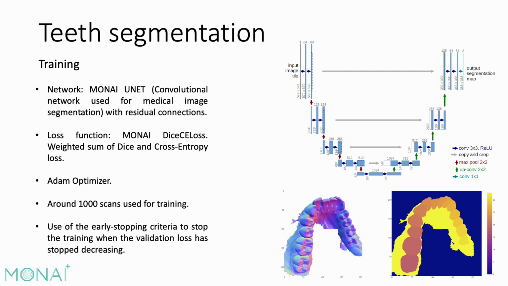So for the training, we're using a MONAI U-Net. MONAI is an open source PyTorch based framework for deep learning in healthcare imaging. It provides a complete framework to easily create datasets and integrate neural networks such as U-Net. For the loss function, we're using MONAI's Dice CE loss. It's the weighted sum of the Dice and the cross entropy loss. We're using Adam optimizer and around 1000 scans are used for training. During the training, we're using the early stopping criteria to stop the training when the validation loss has stopped decreasing.